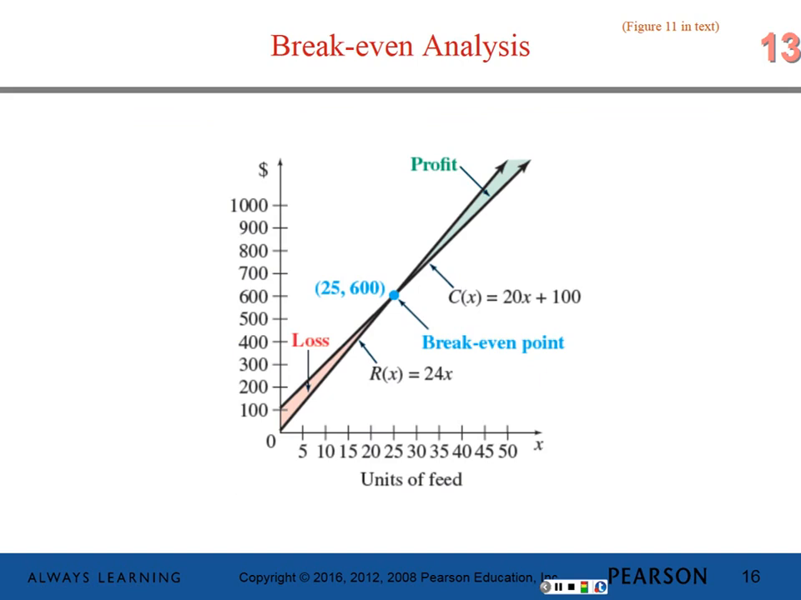So in a place that's making some kind of animal food, the units of feed is on the x-axis and the cost of producing and the revenue from producing and selling X units is on the y-axis. And your break-even point is when they sell 25 units and they make 600, whatever units the dollars is. It might be $600, it might be $600,000. Once they pass the break-even point, they're making a profit. That's where the company wants to be. They want to find out what their break-even point is, because they're operating at a loss prior to reaching that level.